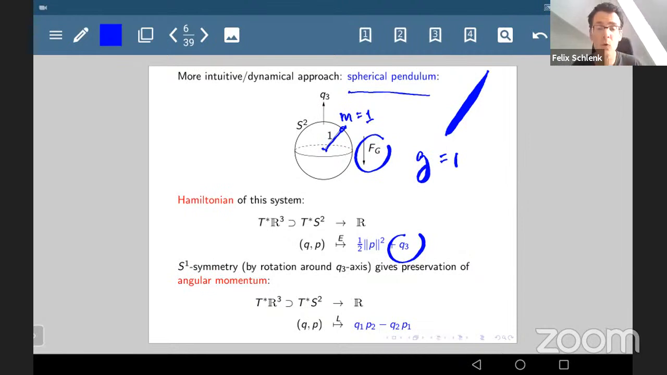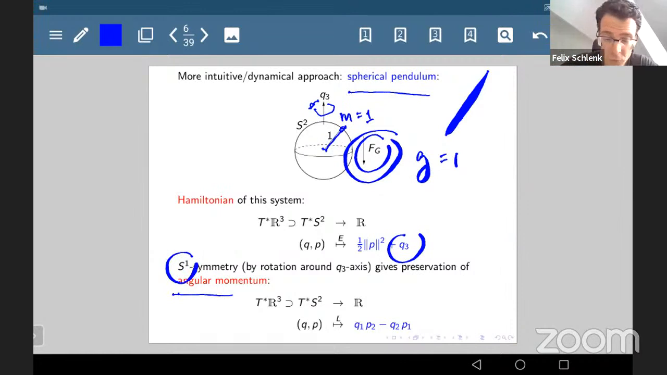And then, of course, after Noether, you look for other preserved quantities because you want to work on a smaller space. You want to reduce. And of course, you know that around the z-axis, the q3 axis, there is a rotational symmetry, because the only force here is going along q3. So you have this S1 symmetry, and this must lead to a preserved quantity by Noether. And it is easy to understand that it's the angular momentum, right?